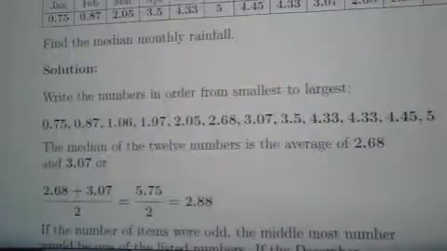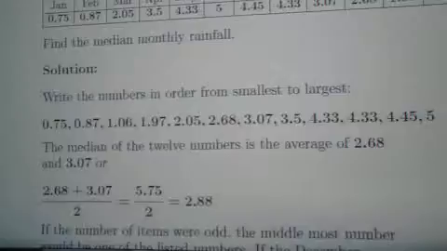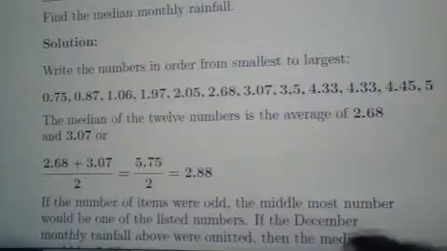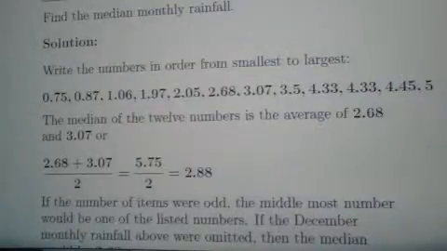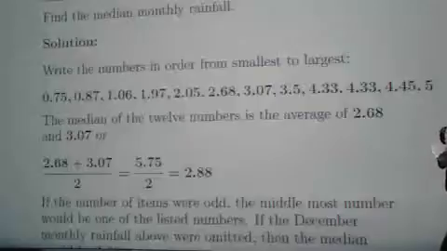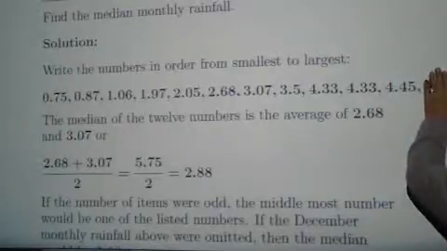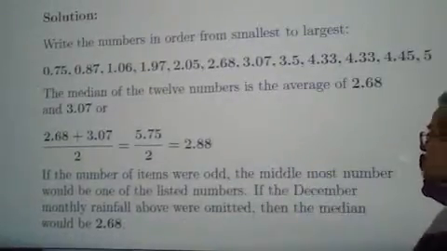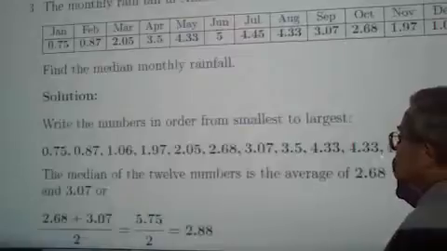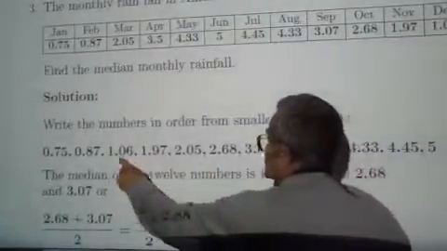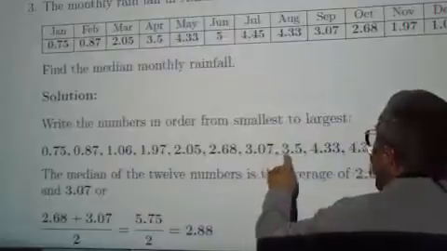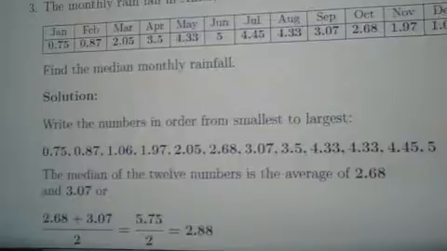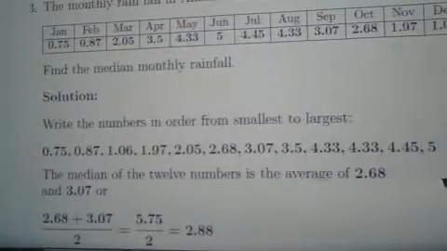If the number of items were odd, then the middlemost number would be one of the listed numbers. We would not have to take an average of two middlemost numbers. If December was omitted, so if the 5 here is omitted, then we have 2.68, which is exactly in the middle. So for 2.68, we have 1, 2, 3, 4, 5 numbers below, 1, 2, 3, 4, 5 numbers above. The 5 is not there. Okay? So that's the median, the middlemost number.